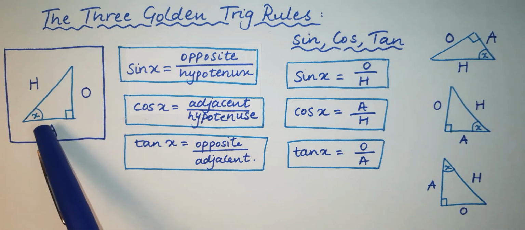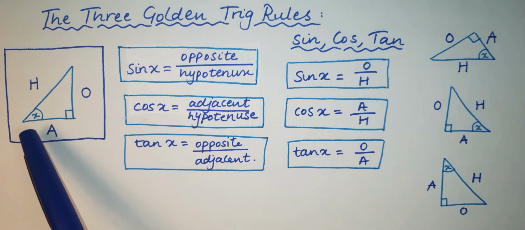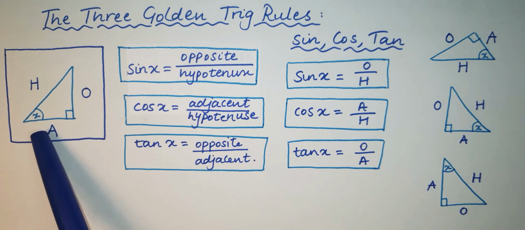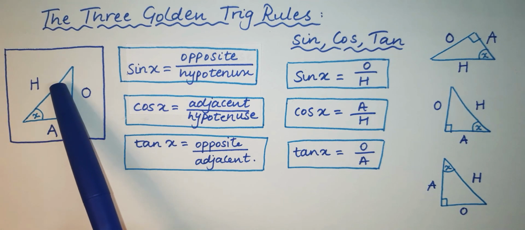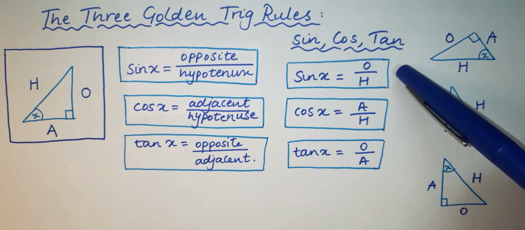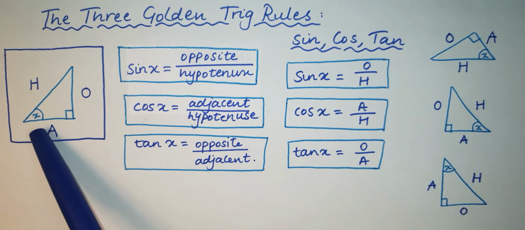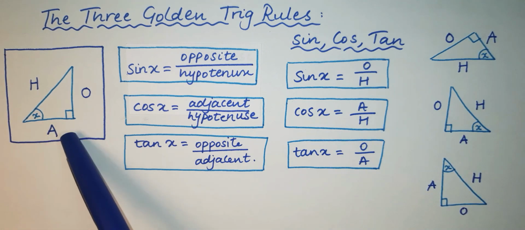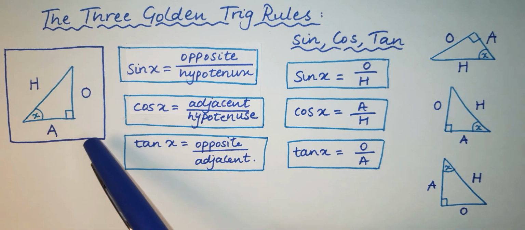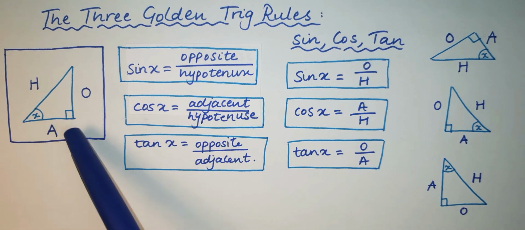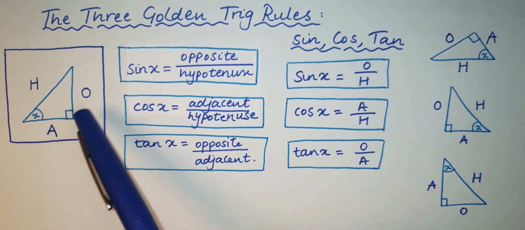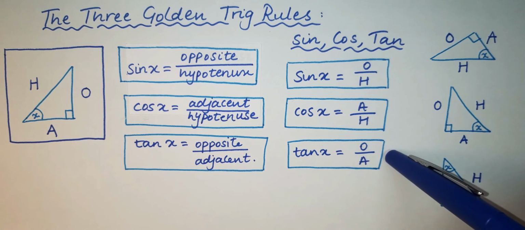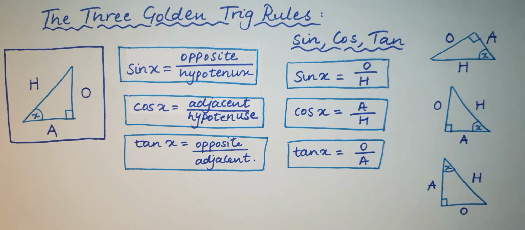So if we look back over here, if we wanted the x value, so if we wanted the angle, and we were given the opposite side length and the hypotenuse length, we would use the sine formula. If we had the angle and we had the adjacent value and the hypotenuse value, we would have cos of x would be equal to the adjacent over the hypotenuse. And if we were given the opposite and the adjacent, we would have to use tan of x. So these are the 3 trig rules that you should remember.